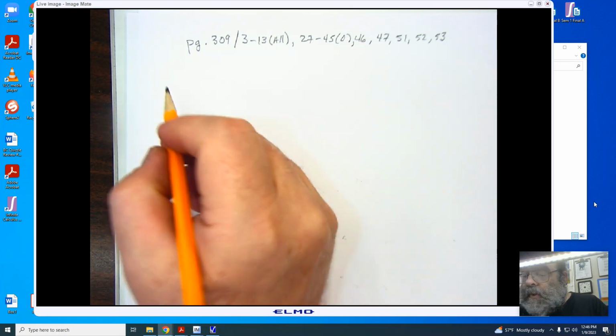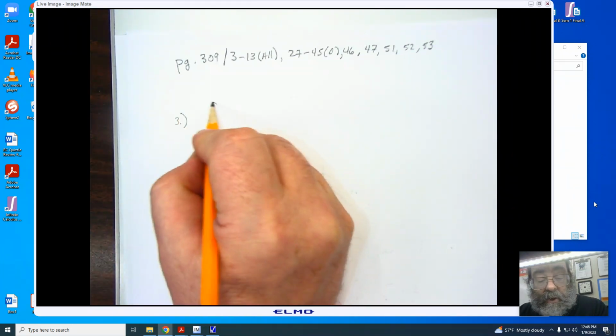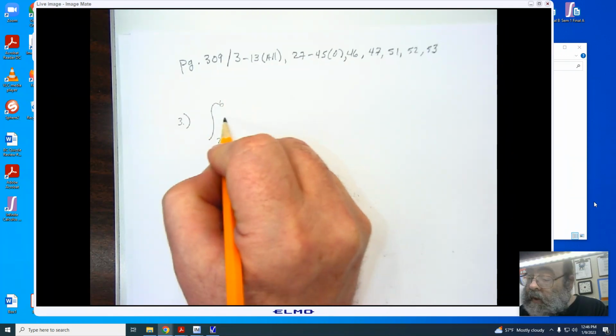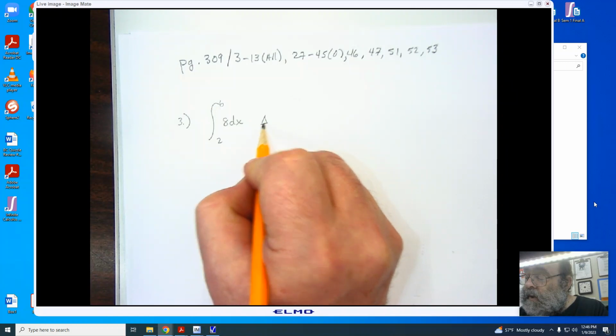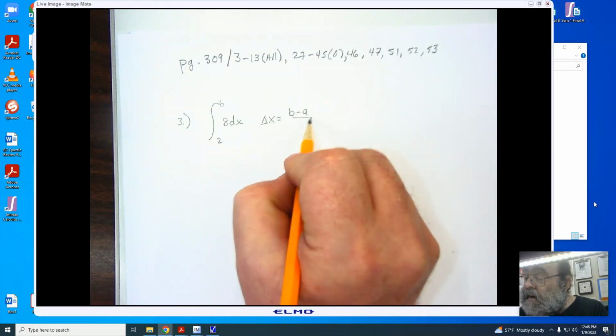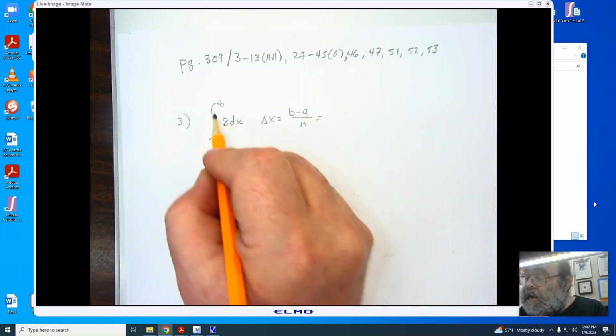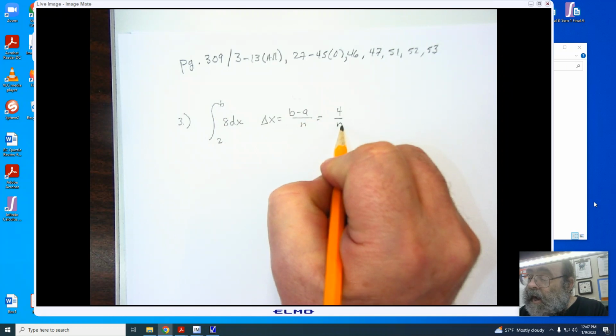So we're going to start with number 3, and number 3 is asking you to work with the integration from 2 to 6 of 8 dx. The first thing that I have to do is find delta x. This is found by b minus a divided by n. And so we're looking at the gap between the two values, which is 4 over n.